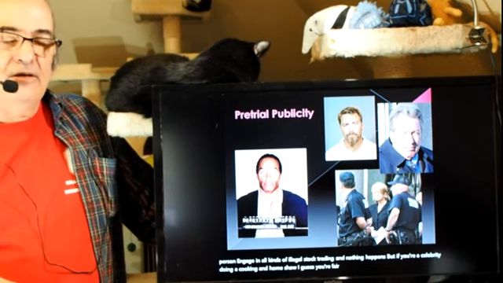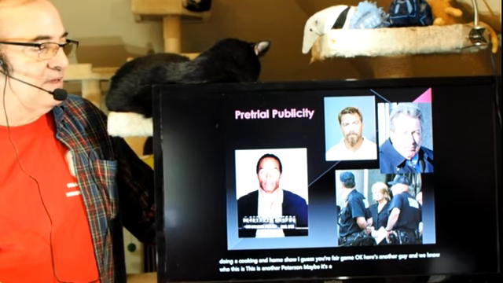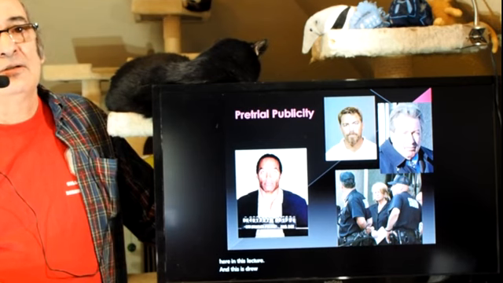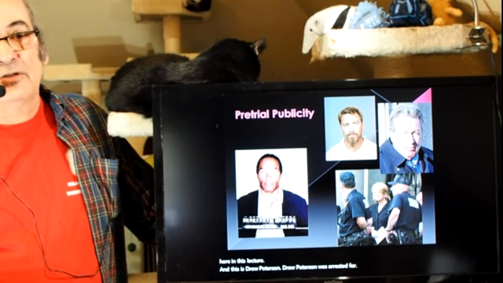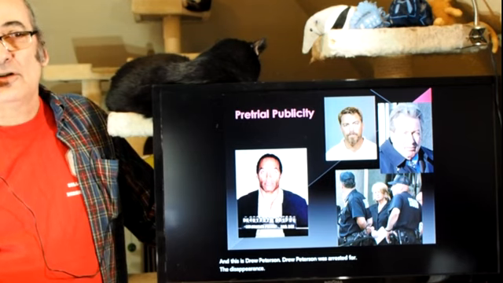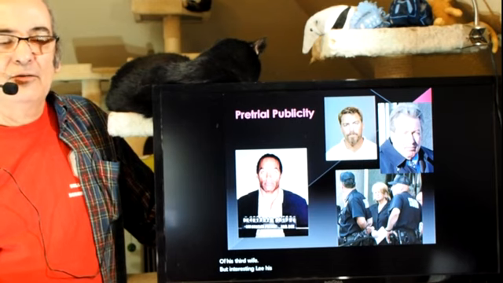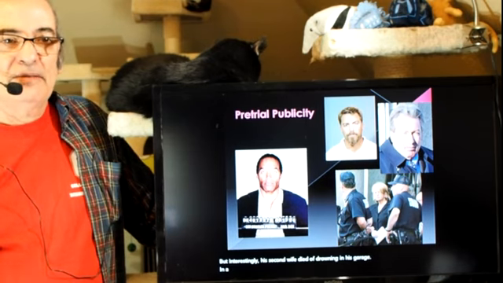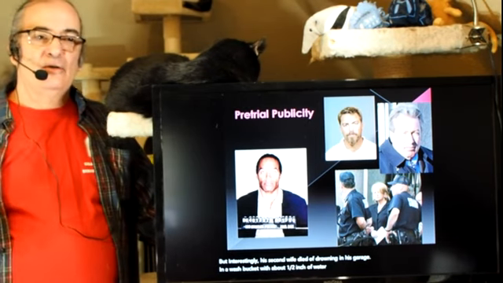Okay, here's another guy. We know who this is. This is another Peterson. Maybe it's a condemnation of the Peterson name here in this lecture. And this is Drew Peterson. Drew Peterson was arrested for the disappearance of his third wife. But interestingly, his second wife died of drowning in his garage in a wash bucket with about a half inch of water. And people were interested when his third wife disappeared.